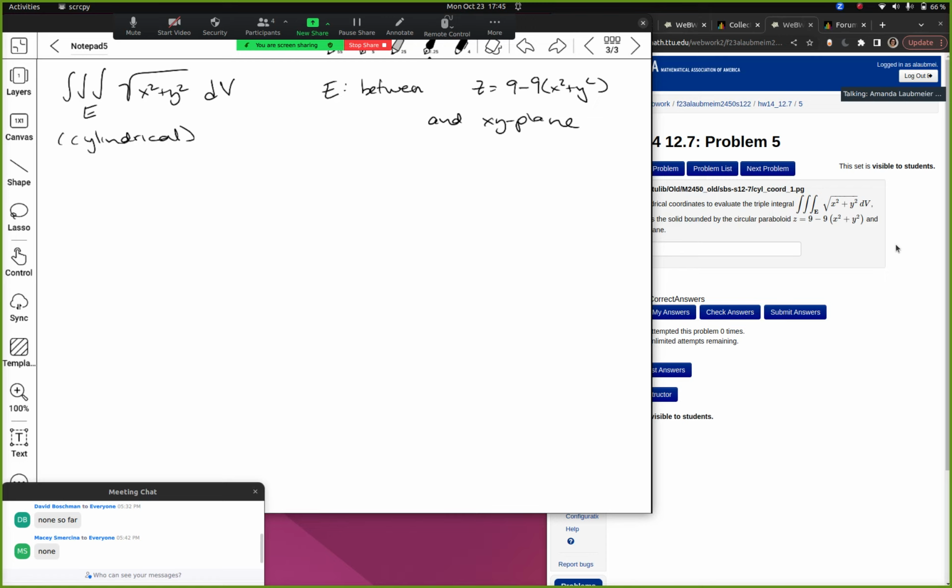So for setting this up in cylindrical coordinates, let's give ourselves lots of space. We know that dV is equal to r dr d theta dz. And I actually already know from looking at this that I'm going to have to put dz on the inside. So I'm going to write that dz dr d theta. If you didn't spot that right away, you would just have to change it a little bit later.